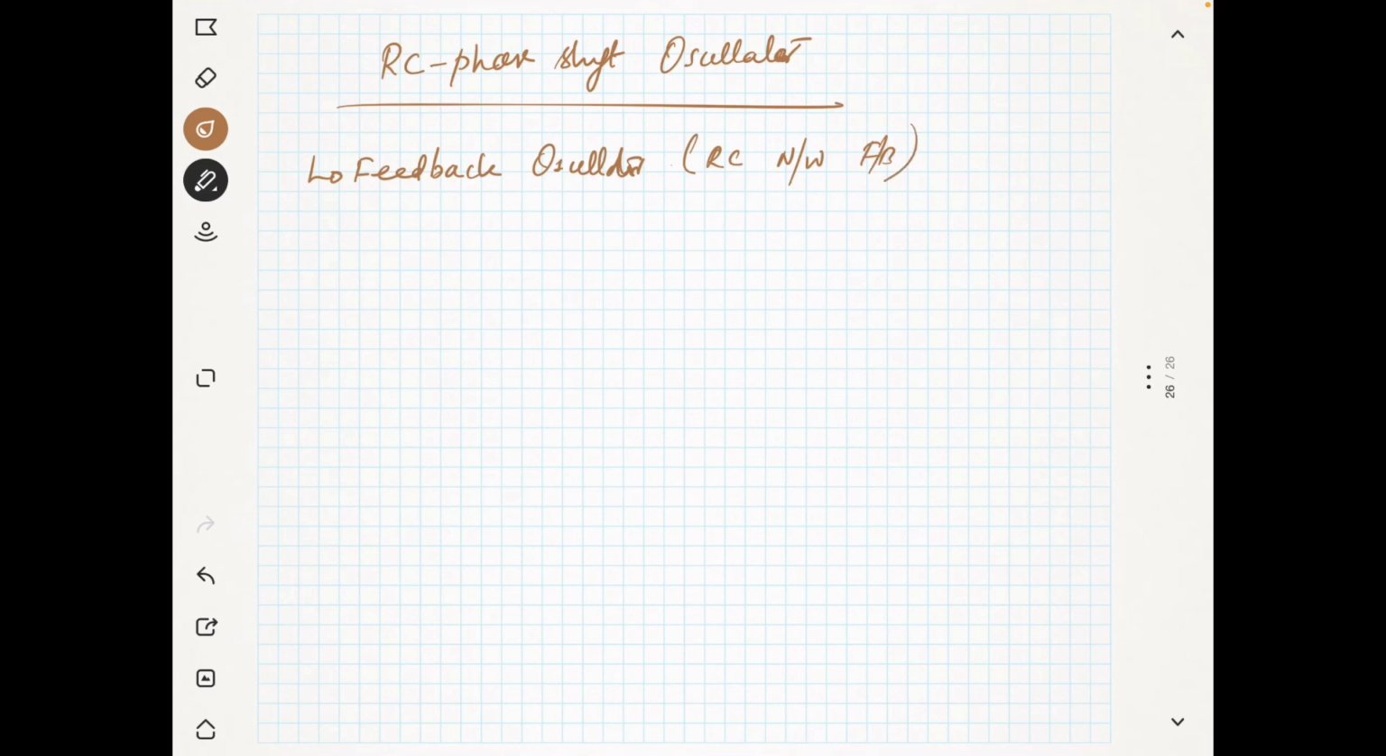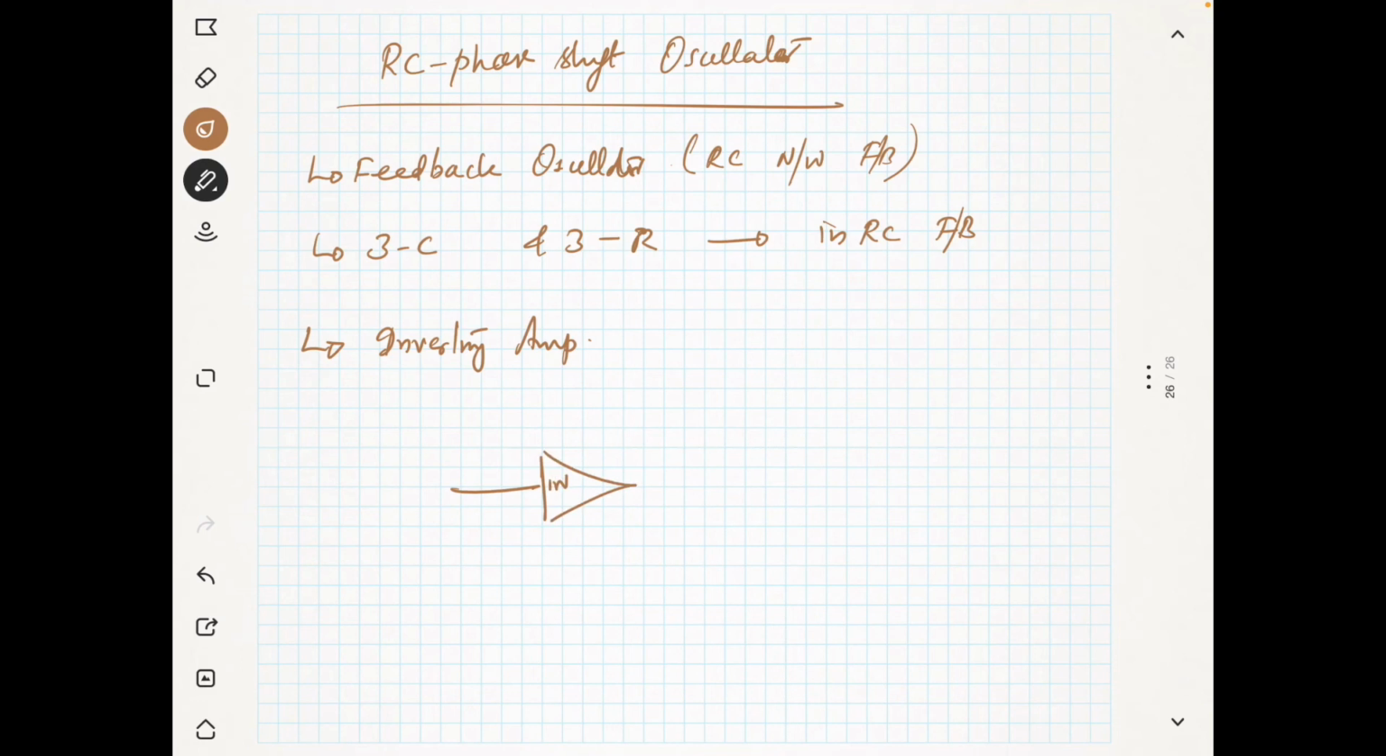Now there will be 3 capacitors and 3 resistances in the RC feedback, and we will use an inverting amplifier. That's the difference. You know that in an inverting amplifier, if you give positive, you will get negative, right? Now you have the feedback network.